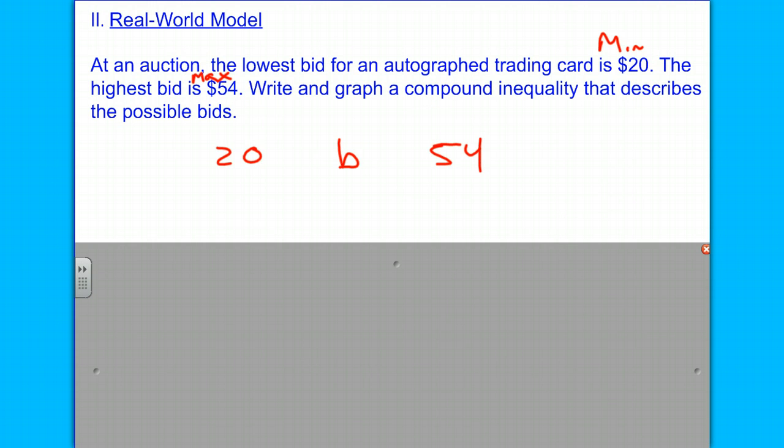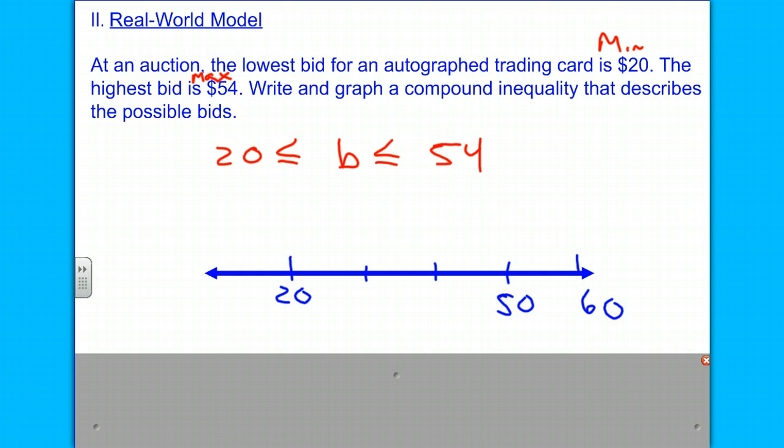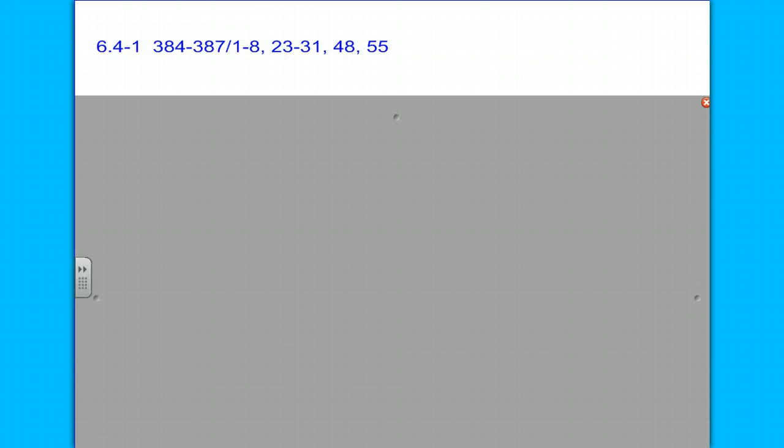Okay, so who can fill in the inequality signs? 20 is less than or equal to B, and 54 is greater than or equal to B. Okay. So there, so now you just go graph it. What types of dots will we have on the segment, everyone? You see, they're closed, so make sure you make them closed at 54 and 20, and then we have all the bids in between. And it's a segment. Okay? Very good. And there you go. You should have time to do this here.